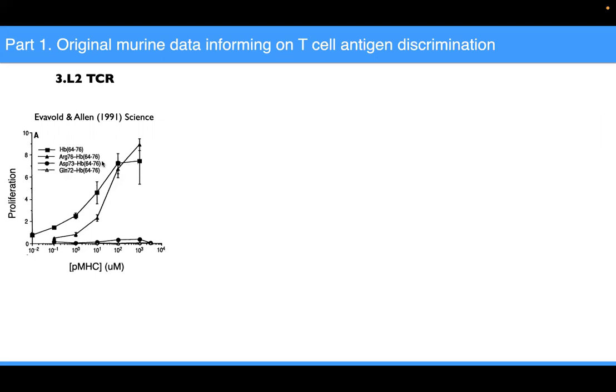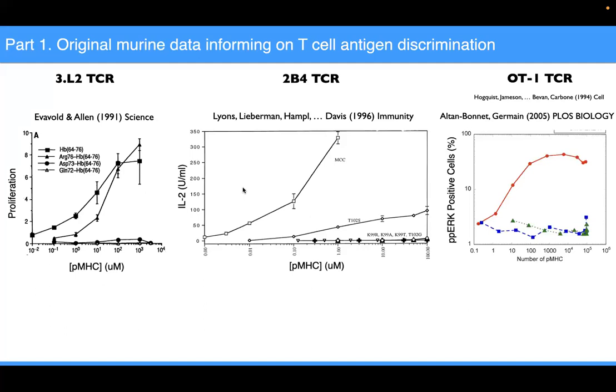What was remarkable was that they were able to find peptides where they make one amino acid mutation. And you can see here that this peptide with a single amino acid mutation doesn't activate the T cell, even if you increase its concentration quite dramatically, in this case by 10,000-fold. And this was reproduced in two other mouse systems, one called Touboul and one called OT1.